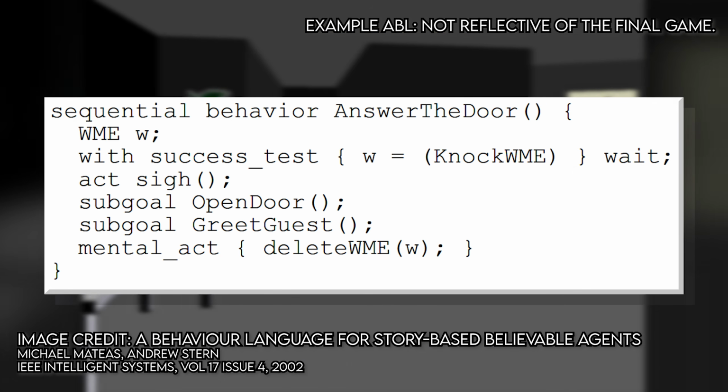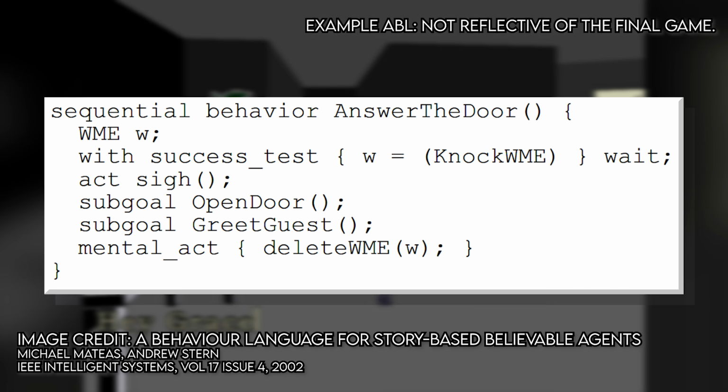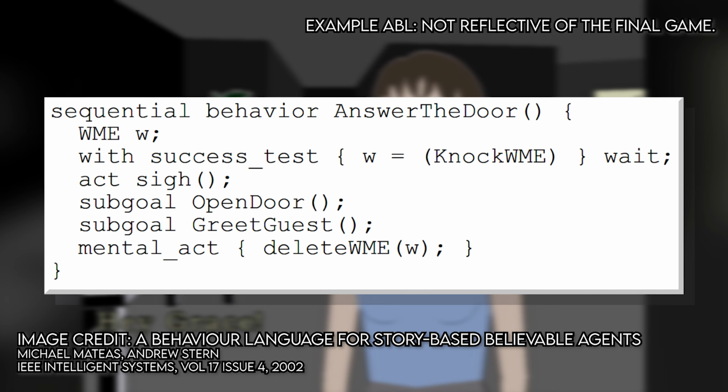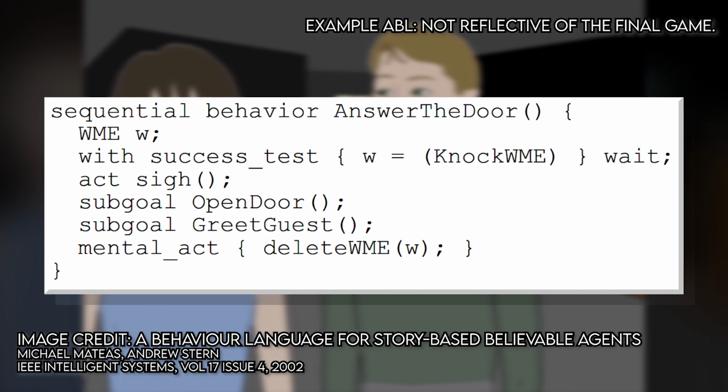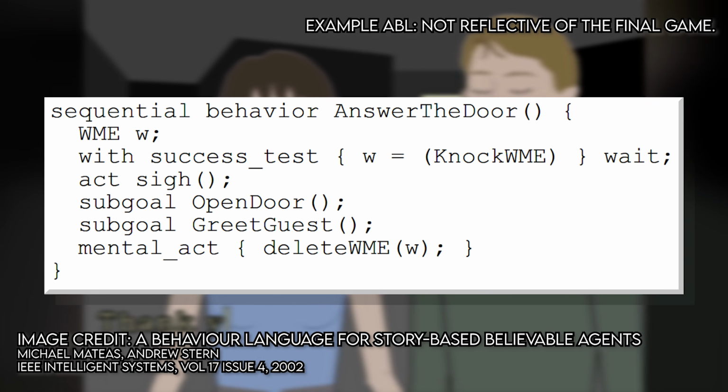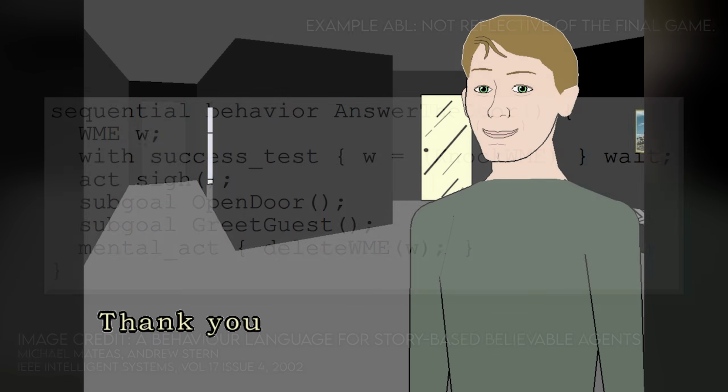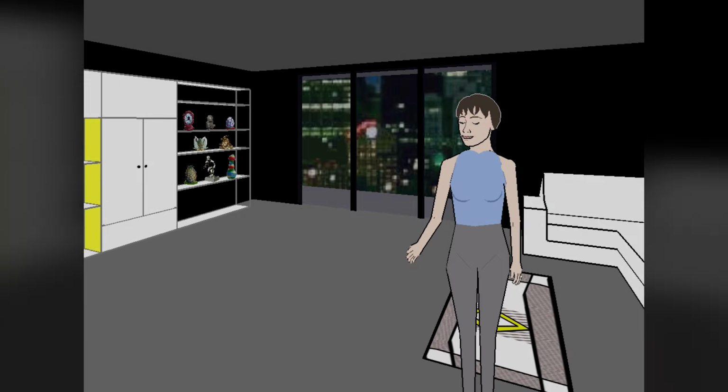Meanwhile, once Tripp has successfully opened the door and welcomed the guest, it deletes the fact that there was a knock on the door from the WME, the working memory element of the character. This stores all the knowledge Tripp has of the world at that time. This is of course to stop him trying to answer the door again if you tried knocking on it.